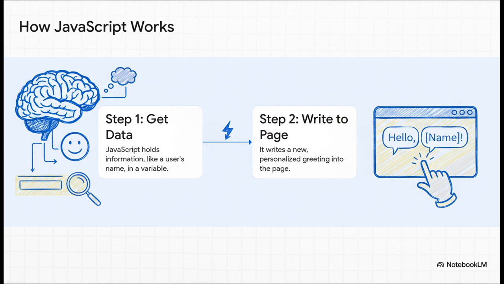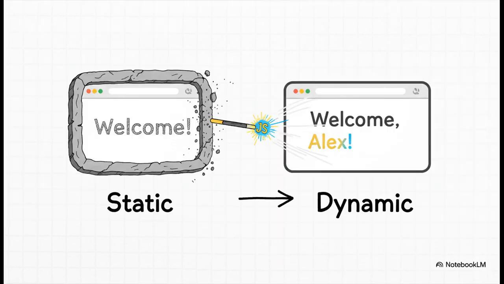JavaScript starts a simple two-step process. First, it grabs a piece of information, like your name after you log in. Then, in the blink of an eye, it uses that info to write a brand new, personalized greeting right onto the page. And the best part? No page reload needed. And boom, this is the result. The page transforms from a static welcome to a dynamic, welcome, Alex. This right here is the heart of what JavaScript does. It makes web pages respond and change based on you, the user.